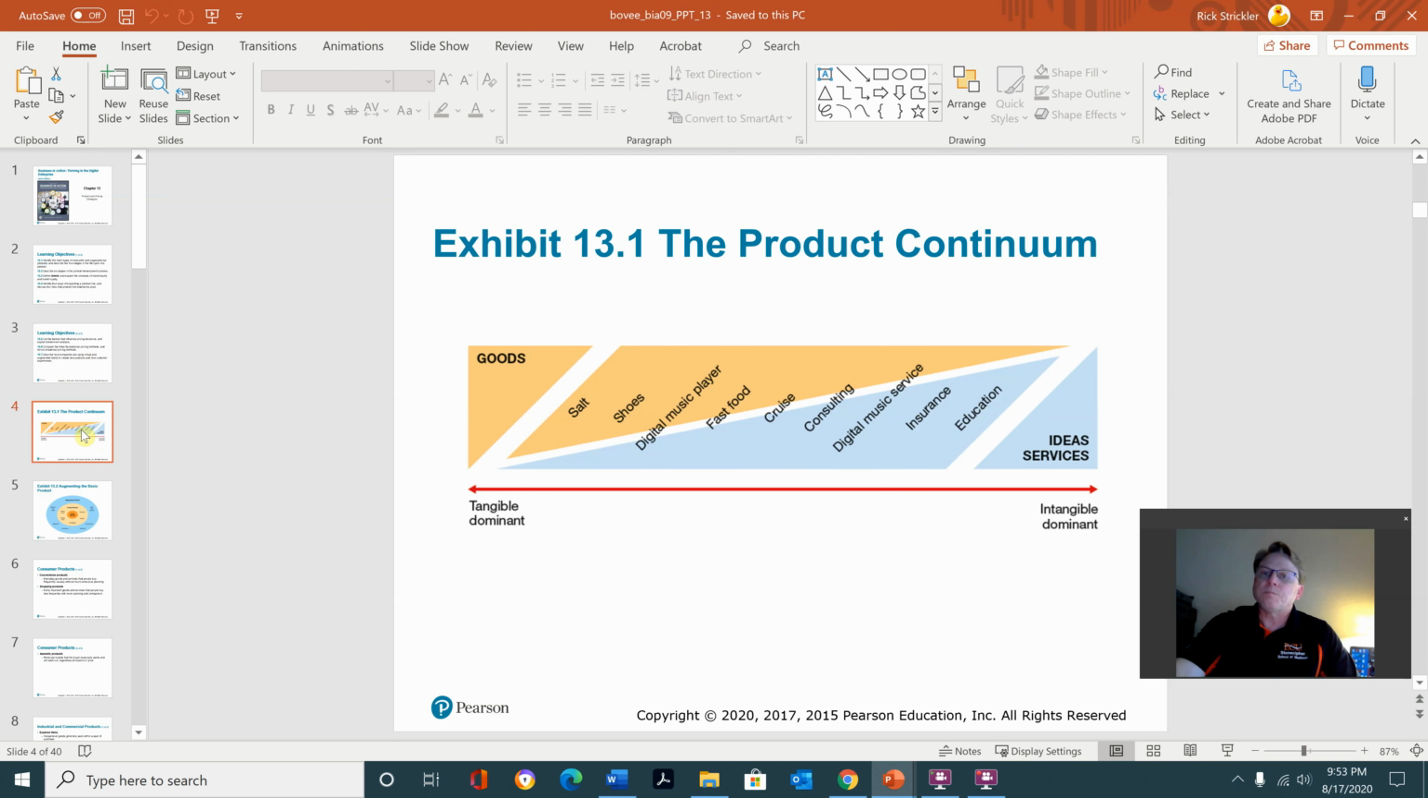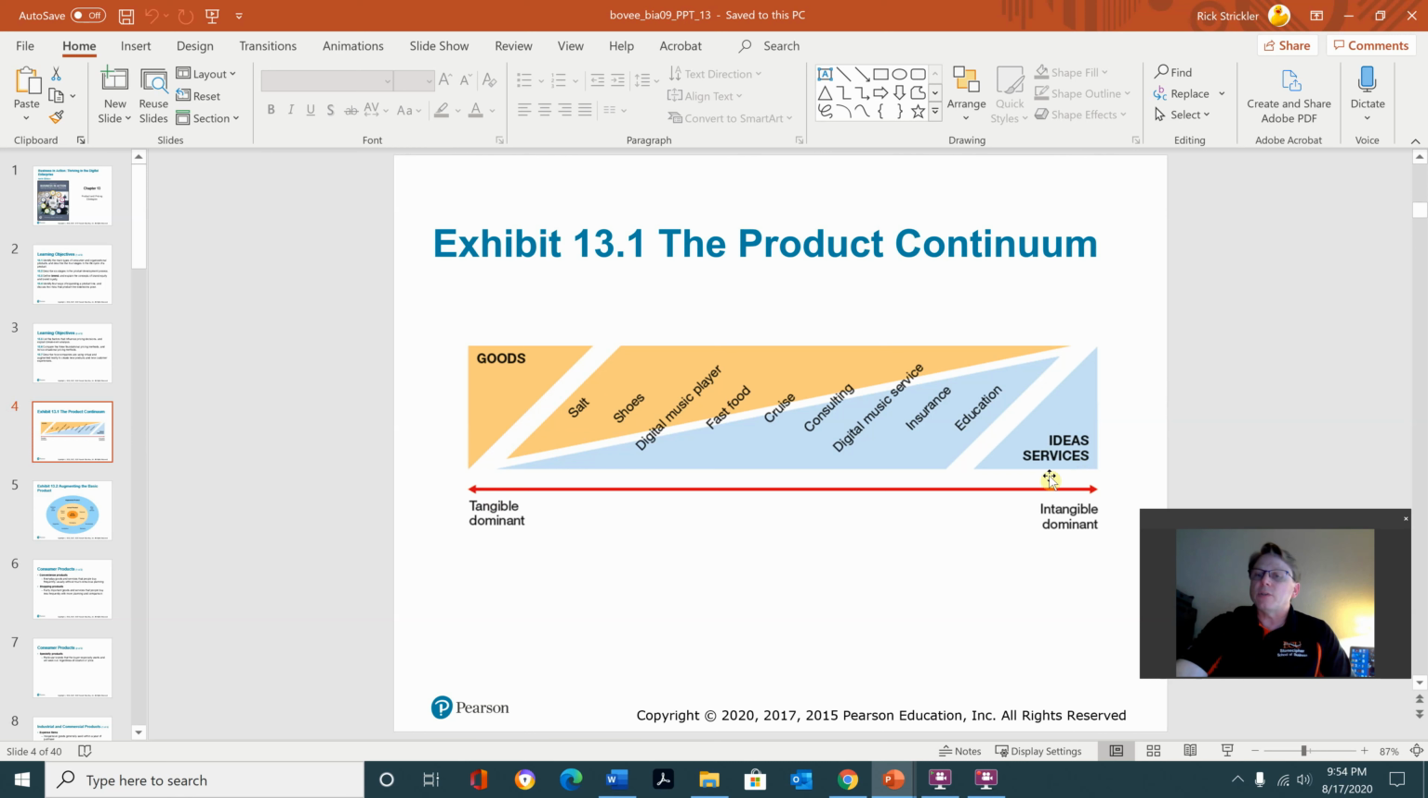Okay, so the product continuum. A product is a good and or service. Service also includes ideas. A pure good, the best thing that they have come up with over the years is salt. Although I don't believe salt is a pure good because you still go to the grocery store to purchase it and there's still different packaging and things like that. There's different types of spouts to pour salt and other areas that make it more convenient. But it's also about as close as we can get to a tangible good.